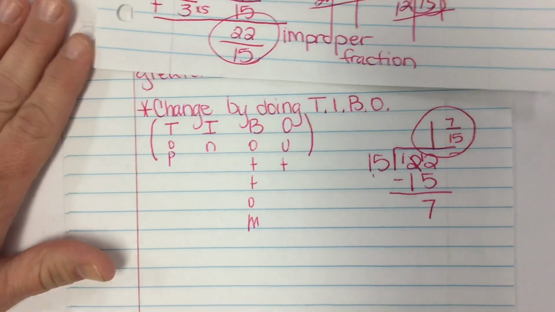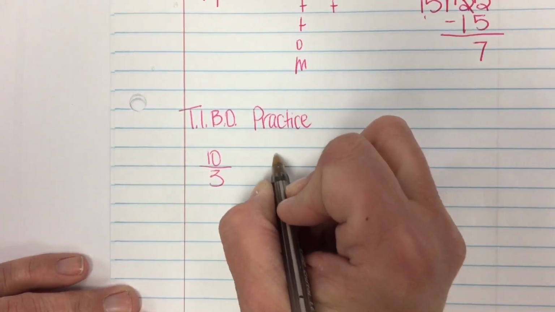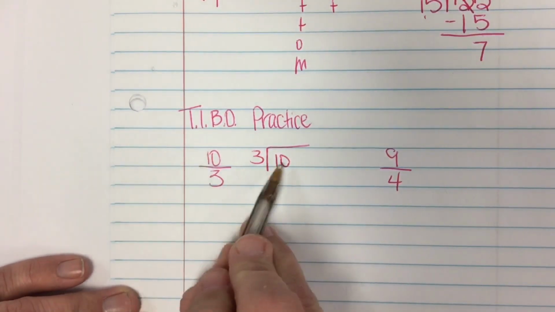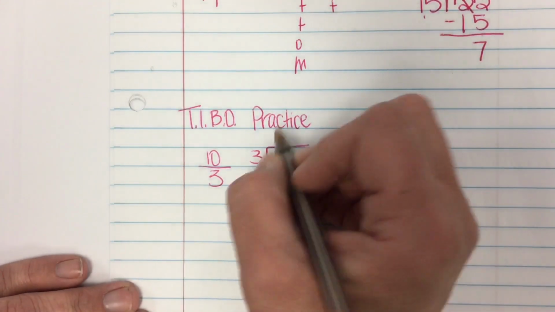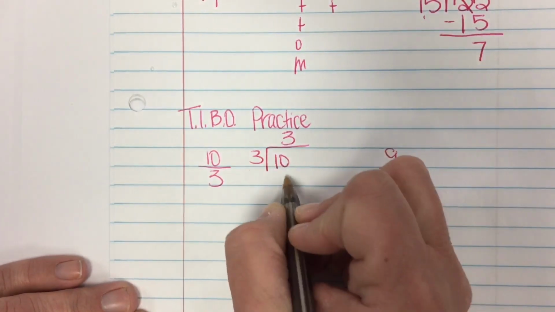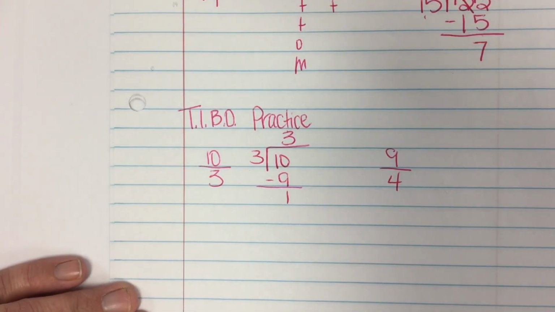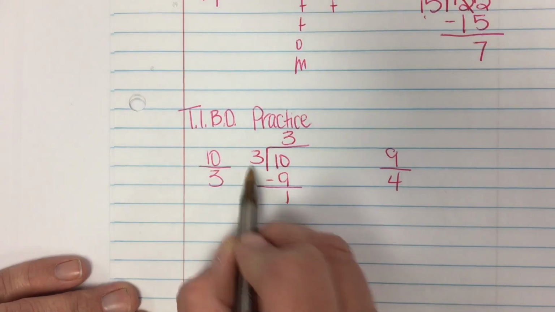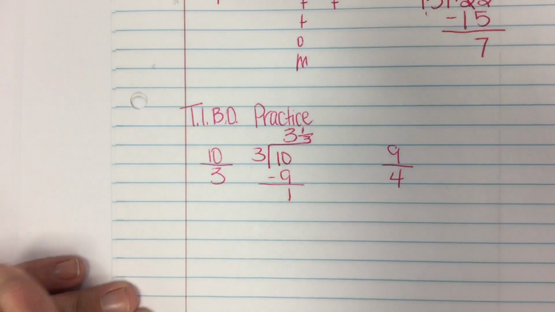Okay, so let's practice a couple. 10 over 3. So we're going to go 10 divided by 3. Top in, bottom out. 3 will go into 10 3 times. 3 times 3 is 9. 10 minus 9 is 1. All right, so our whole number is 3. We have 1 left over out of 3. 1 becomes the numerator, 3 is the denominator. 3 and 1/3.